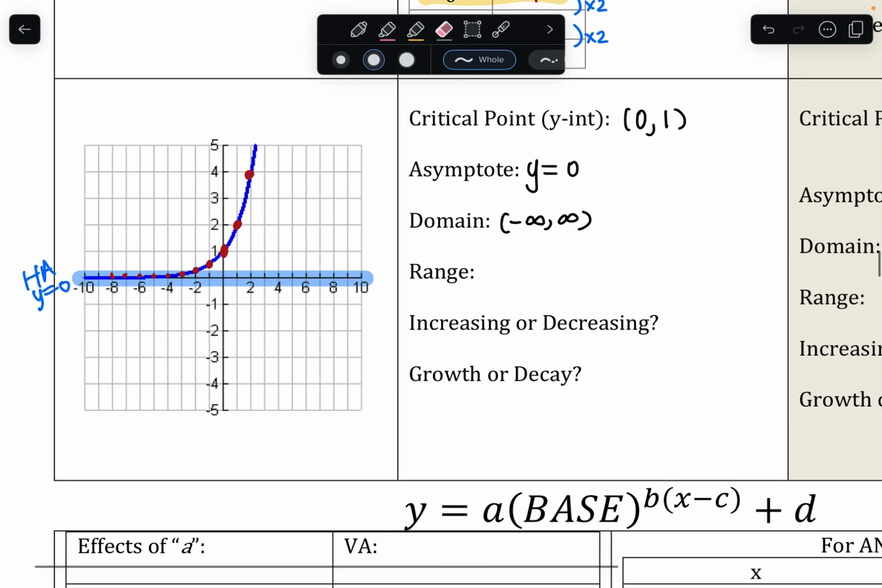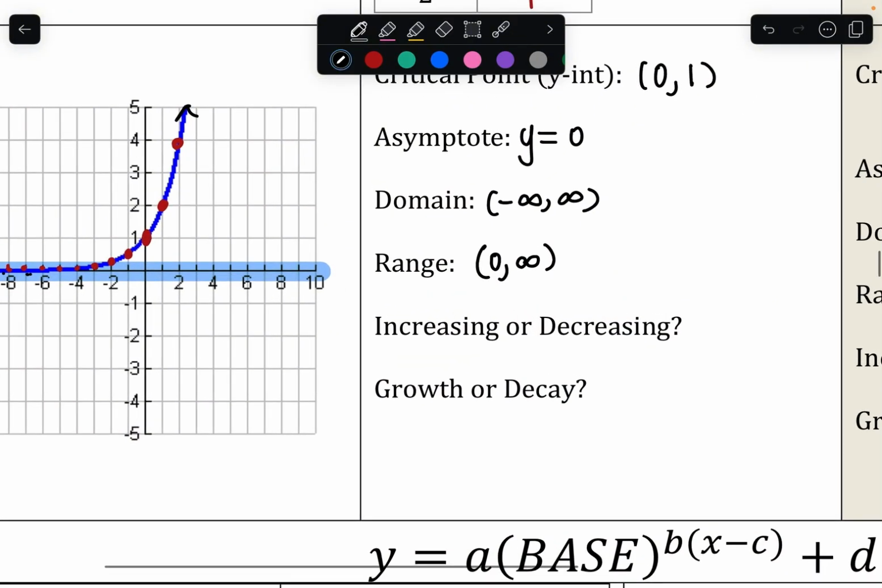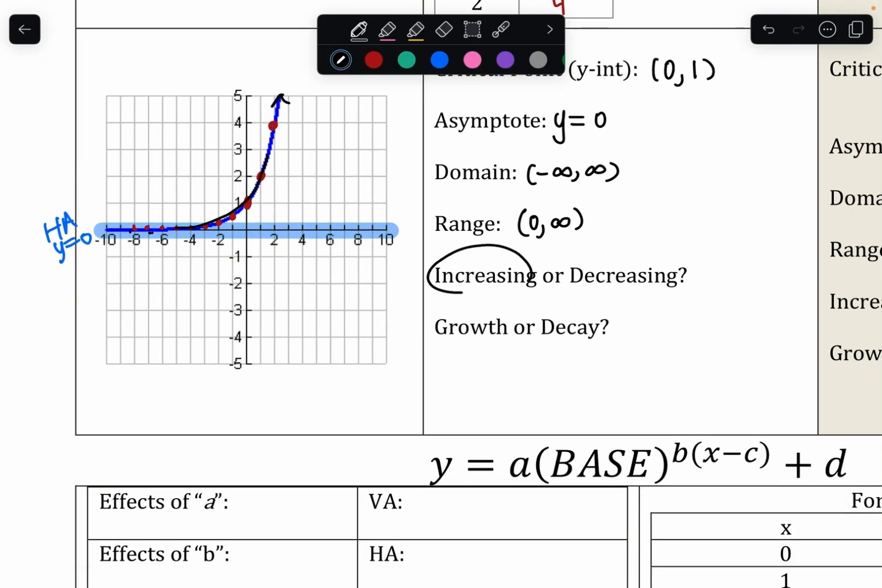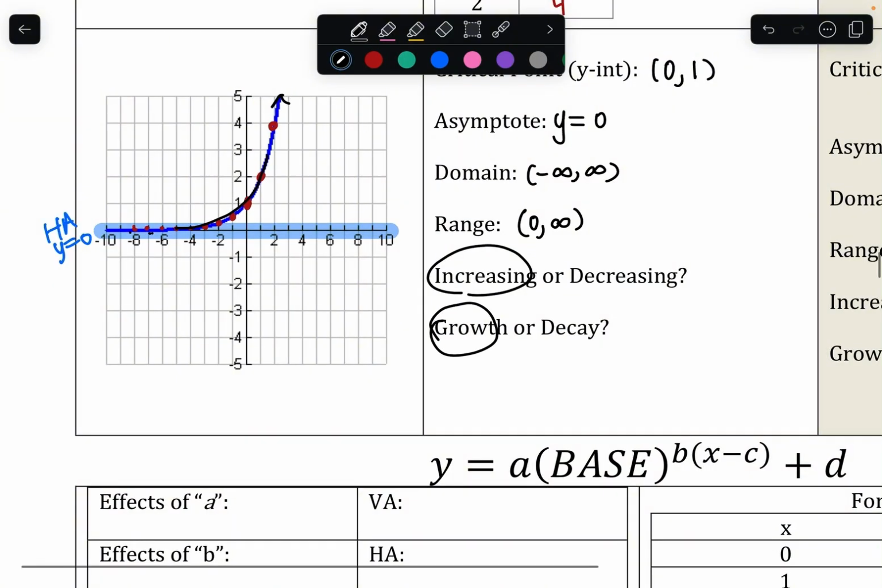Okay, and then range, we are strictly above the horizontal asymptote, so we don't actually equal it, but we're strictly above it. And so we are at 0 with the parenthesis going to infinity. It goes up forever. Okay, make sure you use that parenthesis, because if you use a bracket, you're going to say we're equaling the asymptote, and you can't do that. Okay, this function is growing as we go to the right, so this is increasing, and it is also growth. Anytime you are moving away from the asymptote as you go to the right, it's considered growth. Anytime you're approaching the asymptote, that would be considered decay.